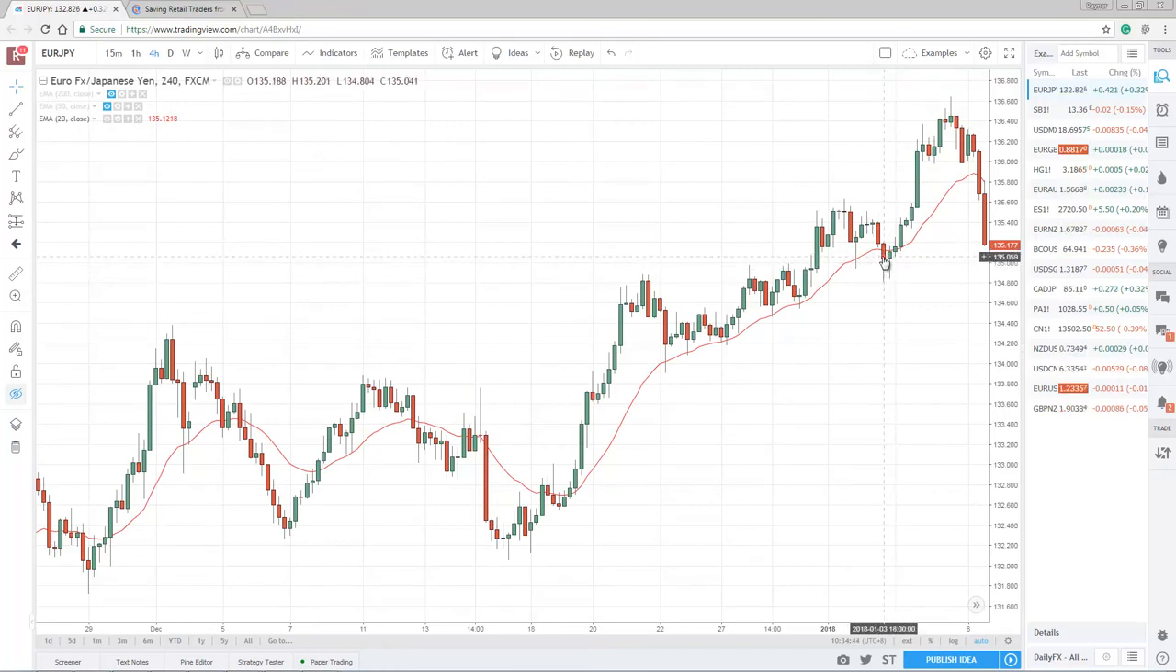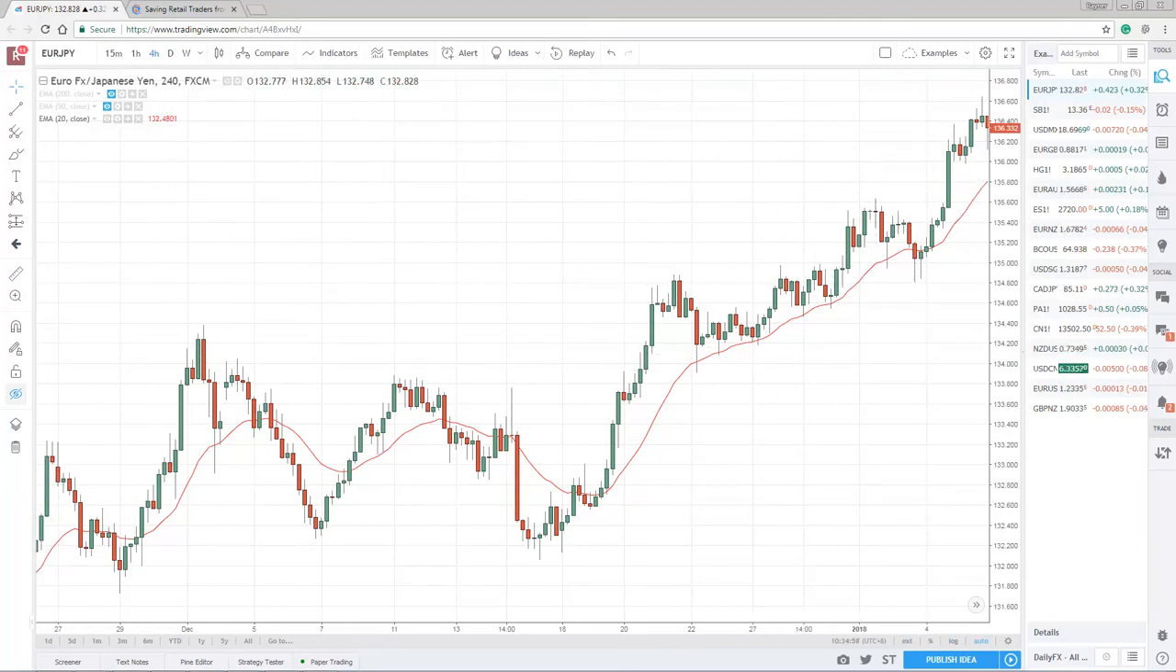Again, whether you want to use 20 or 50, there's no right or wrong. The 20 would keep you in with the shorter term trend. The 50 will keep you in with the medium term trend. So it really depends on how long or how short of a trend you want to ride. Okay, so this is one example.